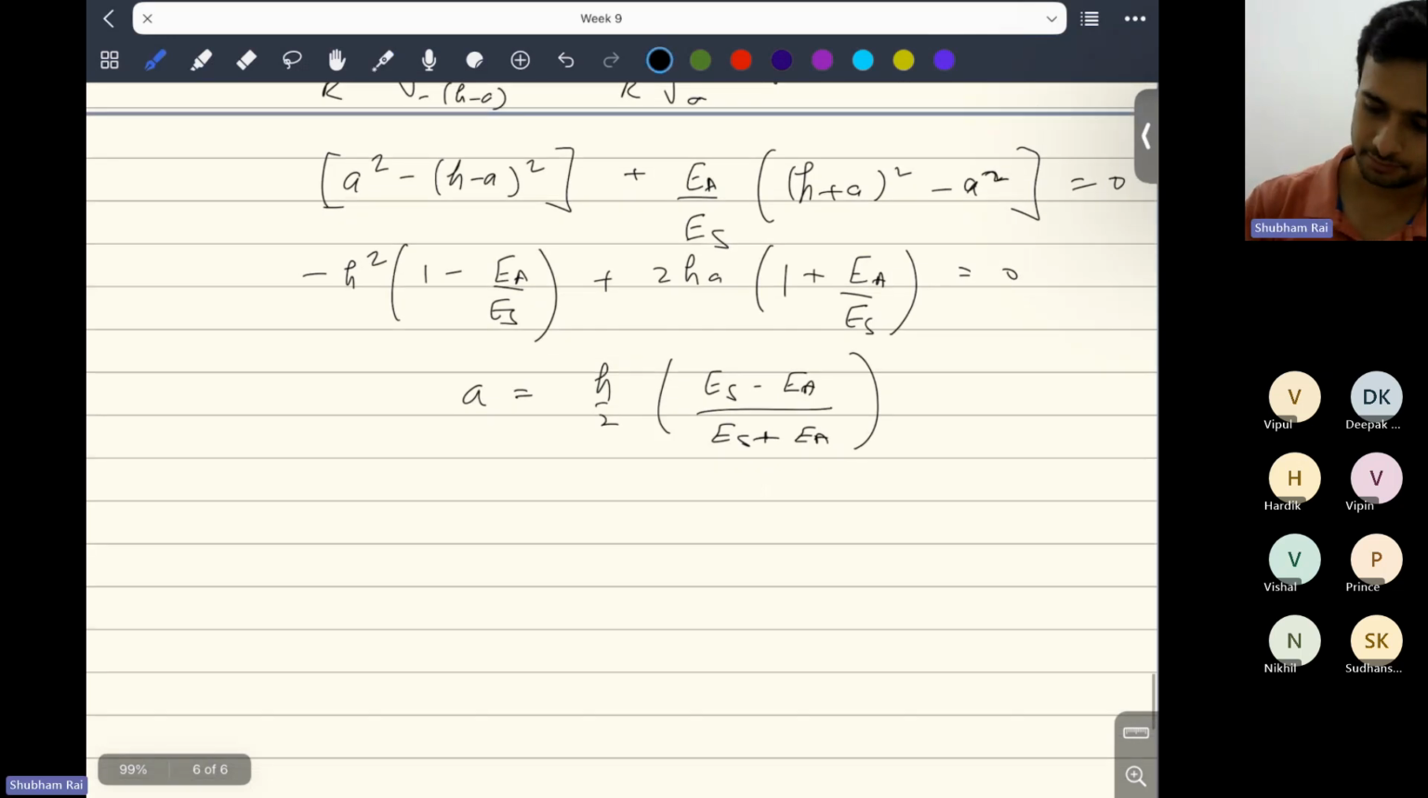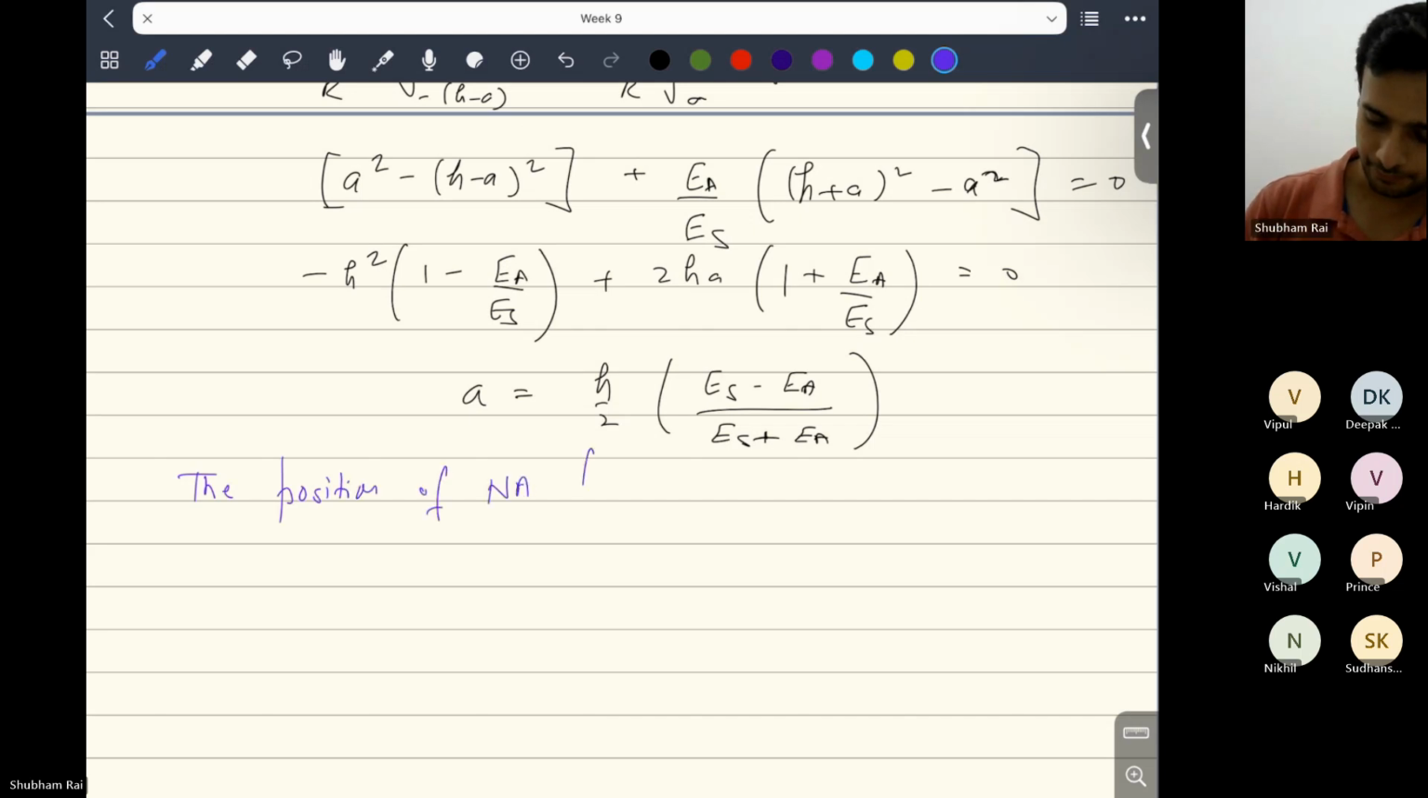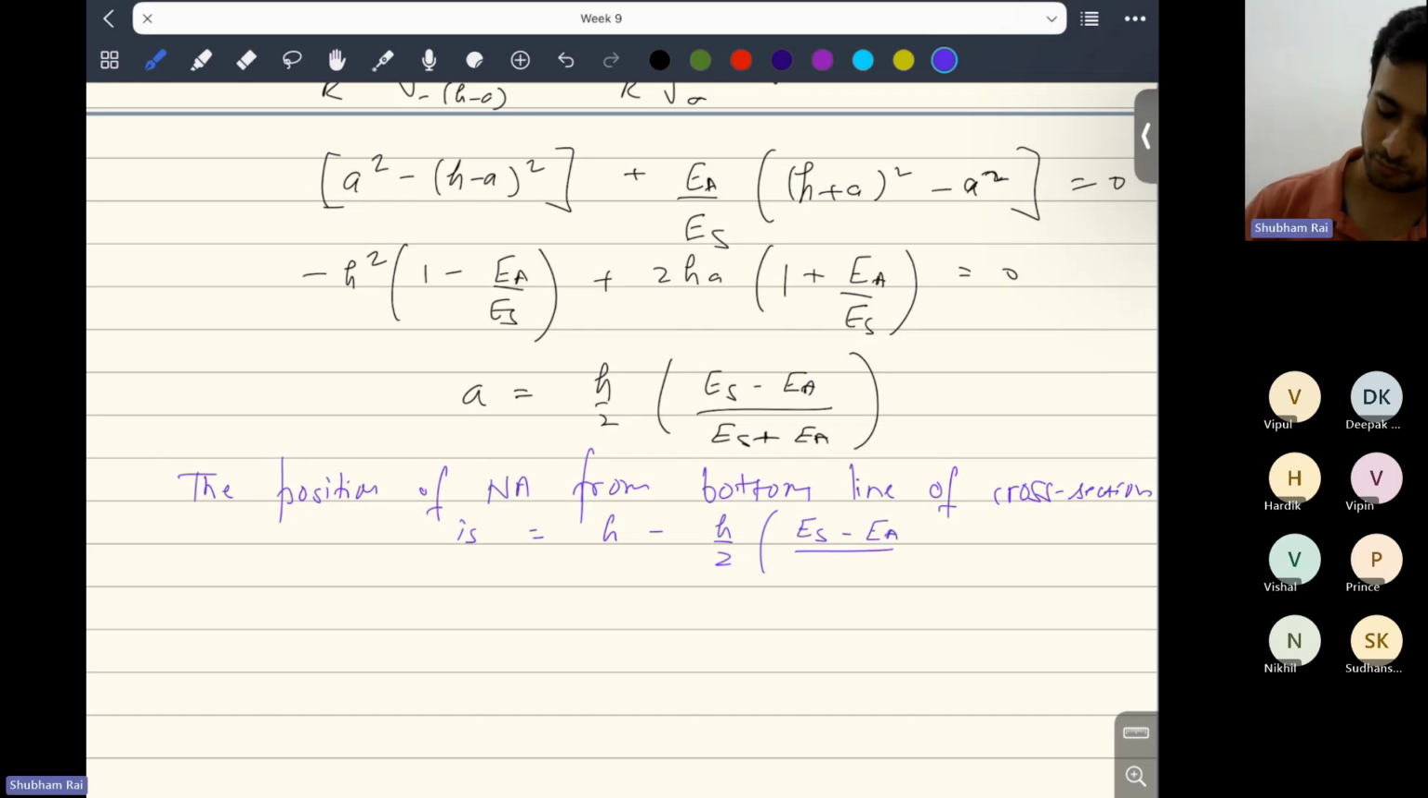So we can say that the position of neutral axis from the bottom line of cross section is h minus h by 2 times (Es minus Ea) over (Es plus Ea). This will be the final expression.